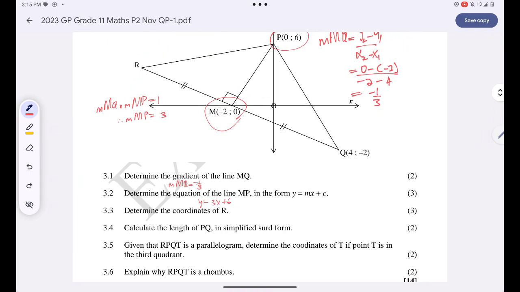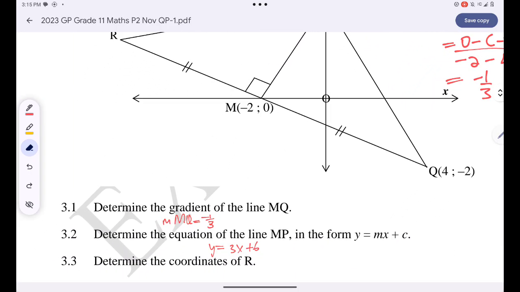Now I'm supposed to calculate the coordinates of R. Remember that I was told that M is the midpoint of line RQ. Are you together? So I know that for me to find the x value at point M, I just need to find the average of the x values at R and Q. Same thing applies with the y value. The y value at point M is equal to the y value at R plus the y value at Q, all over 2.